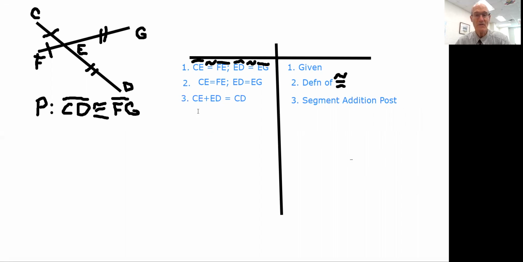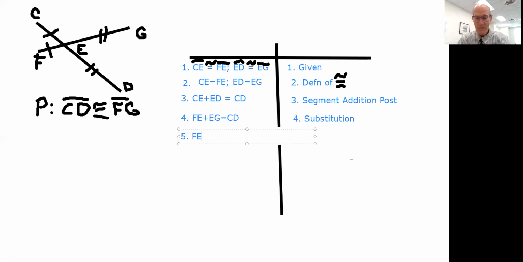Okay, and now if I come back over here and look at what I've got above it, I can replace CE with FE, so I can say FE plus, I can replace ED with EG, EG equals CD, and that's just a substitution because I've replaced CE with what it's equal to, and I've replaced DE with what it's equal to.